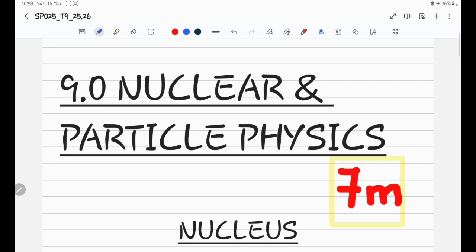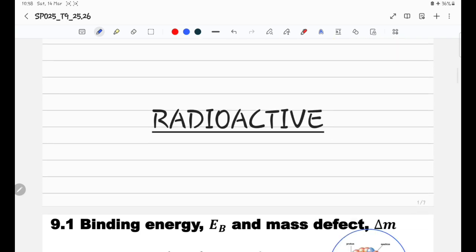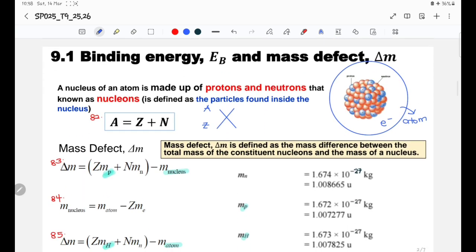Okay guys, so here we are with the last topic, which is 9, nuclear and particle physics. So for your information, this topic comes with 7 marks for our final PSPM, but we will only be focusing on the first 2 subtopics, which are nucleus and also radioactive. So let's get started. Okay, the first subtopic 9.1, binding energy and mass defect.